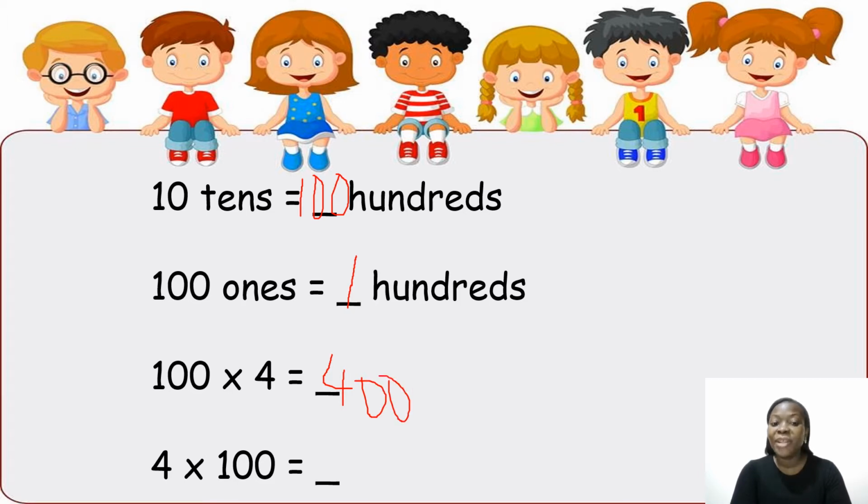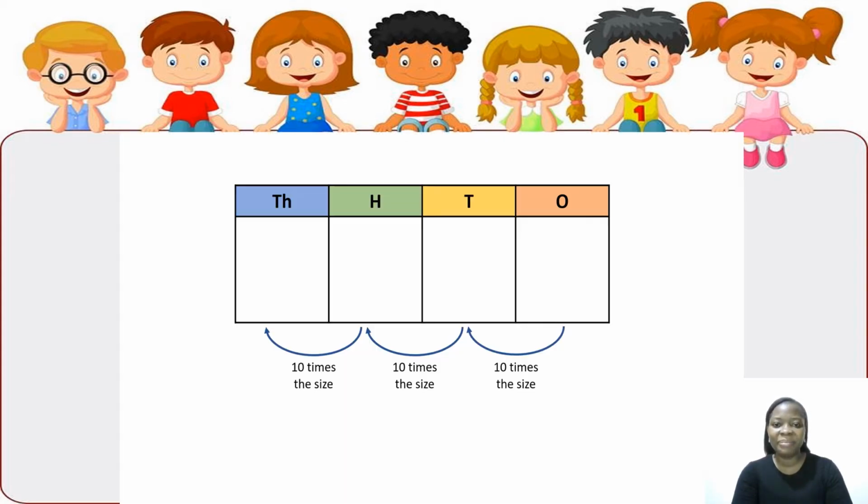And I bet you know that 4 times 100 also equals 400 because multiplication is commutative, okay? Irrespective of the change in the order of the numbers, the product remains the same. So 100 times 4 is 400, 4 times 100 is 400. Let's proceed with today's learning.